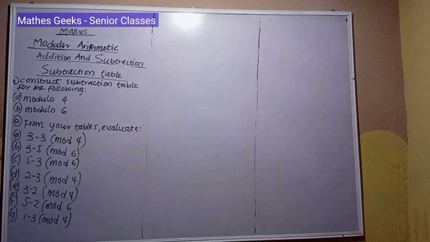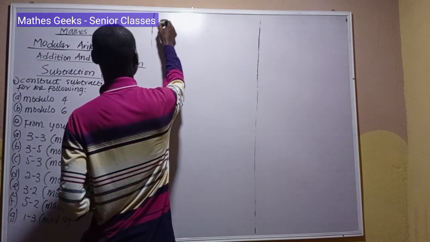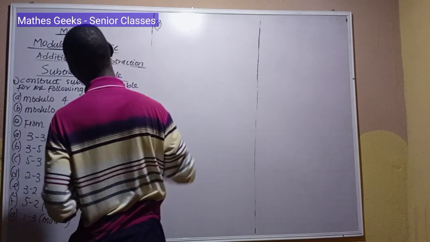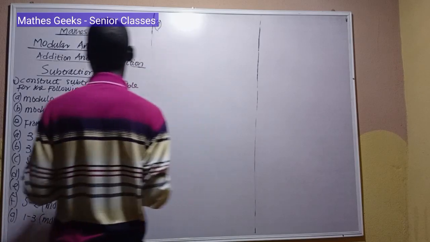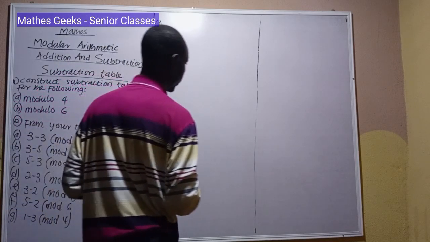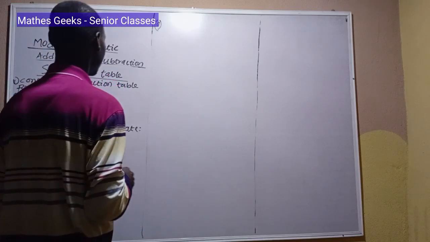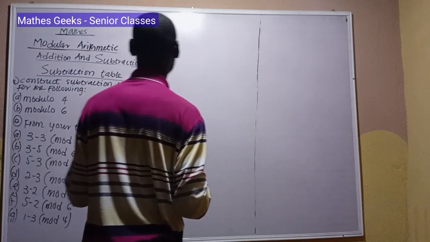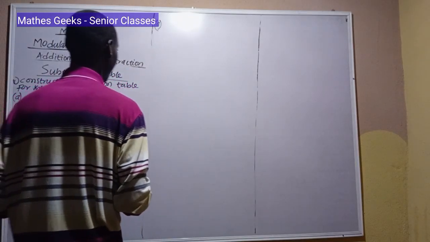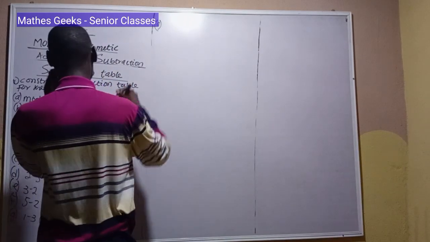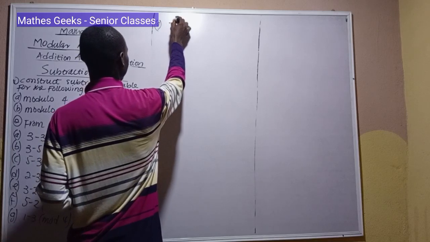And now we're going to construct a subtraction table for the following, modulo 4. Now in E, we're going to have two variants, and that is because of order. I explained earlier that in subtraction, order is important because subtraction is not commutative. The commutative property does not apply to subtraction.